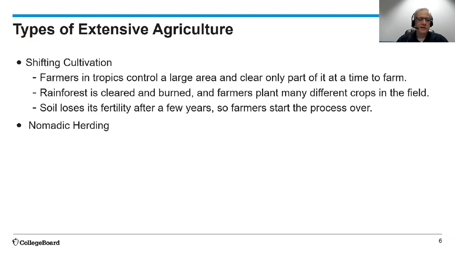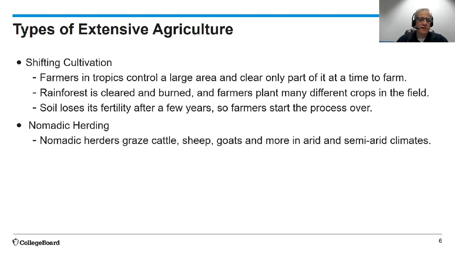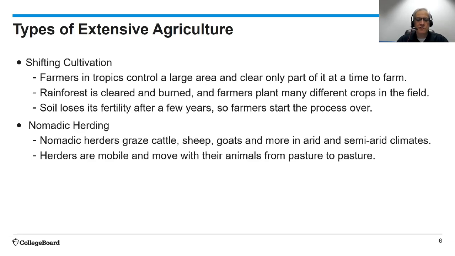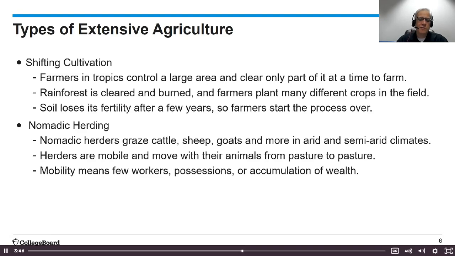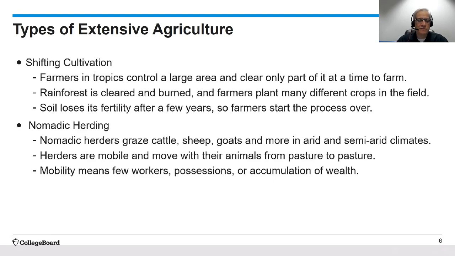Nomadic herding is another type of extensive agriculture. Nomadic herders graze cattle, sheep, goats, horses, and even more in arid and semi-arid climates. The herders are mobile and they move with their animals from pasture to pasture, which means that they don't need a whole lot of workers, but they also don't have a whole lot of possessions or accumulation of wealth because they have to move so often.